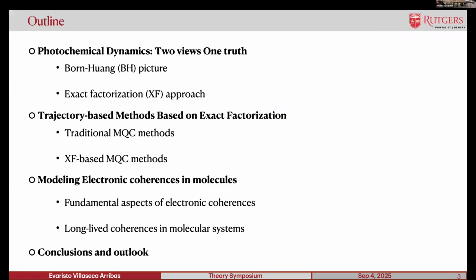So this is the outline of my talk. I'm going to start with an introduction to photochemistry and the description of electronic coherences. How do we simulate those processes in an efficient and accurate way through mixed quantum classical methods? And then I'll describe some fundamental aspects of coherences and their importance in some molecular processes.